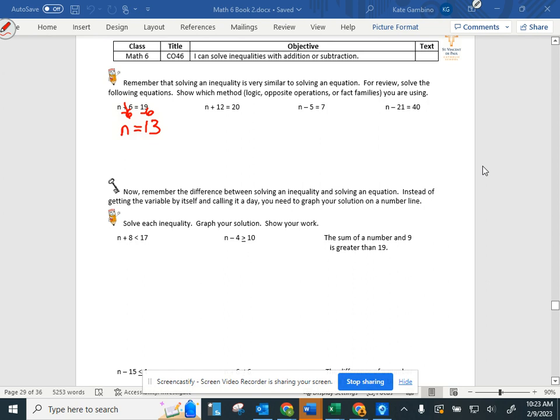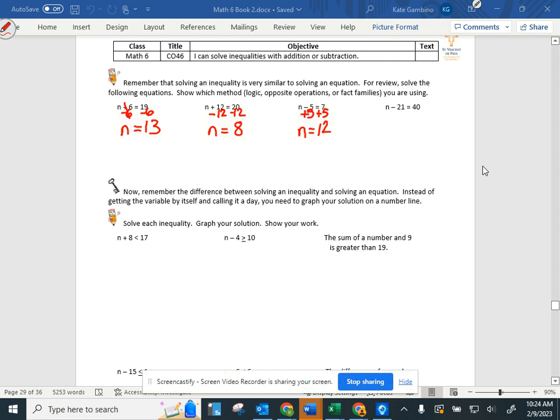All right, so opposite operations for n plus 12. The opposite of plus is minus. So I'm going to subtract 12 from both sides. So I get n equals 20 minus 12, which is 8. How are we doing so far? People doing good? Show me your thumbs. Good. Now we have n minus 5. The opposite of minus 5 is adding 5. So we've got n equals 7 plus 5, which is 12.